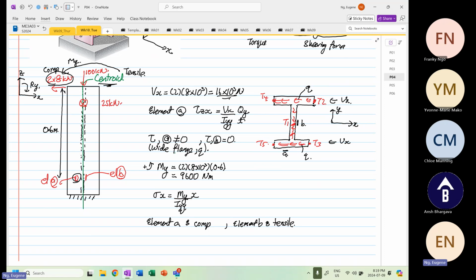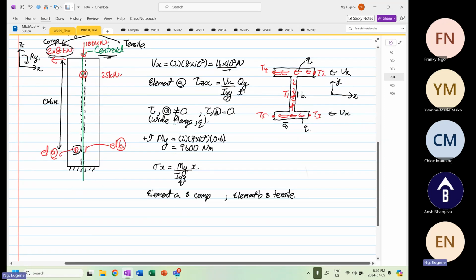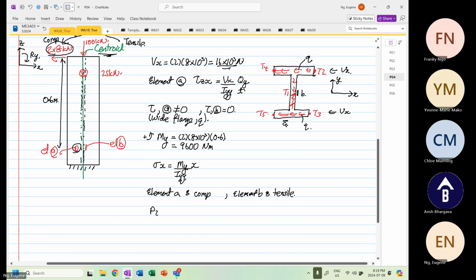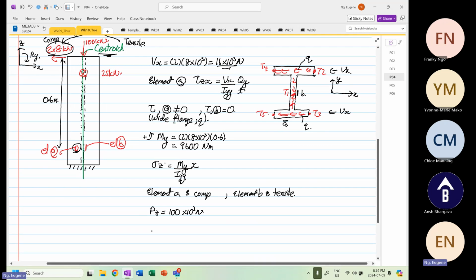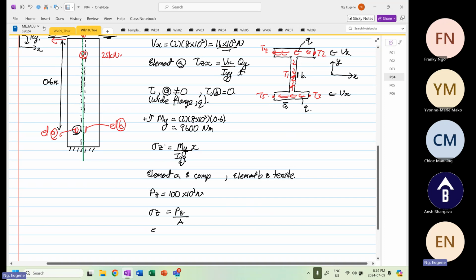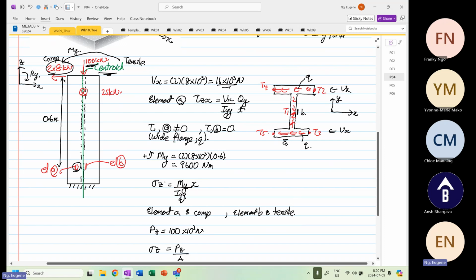Yes, we have our P in the Z direction that is equal to 100 times 10 to the power 3 Newton, right? And this is normal stress about the Z direction. So stress in the Z direction is equal to PZ divided by A, right? And then on element A and also for element B, is going to be in compression, because the 100 kilonewton is coming down.